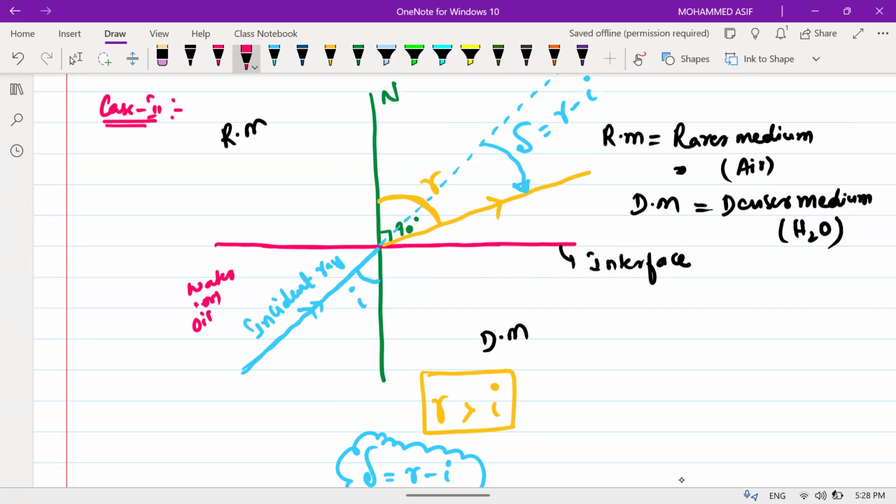Okay, so this one is known as the refracted ray. Am I clear to everyone?